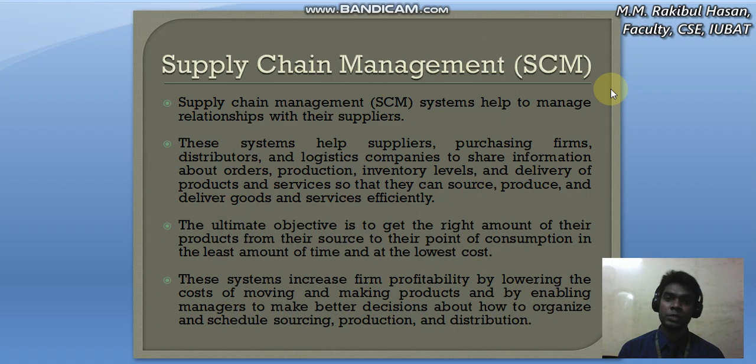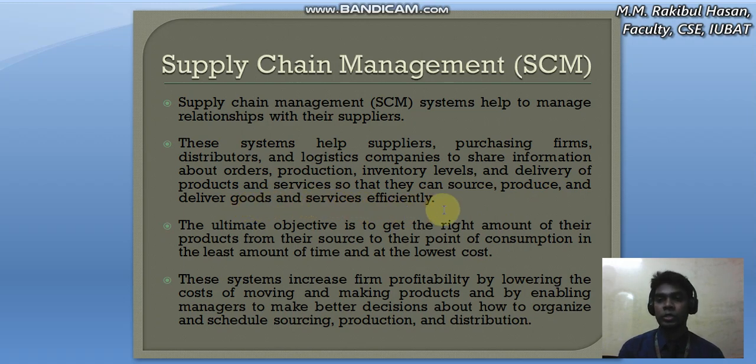Through this supply chain management system you can take all of your stakeholders of your business onto the same platform, right? So these systems help suppliers, purchasing firms, distributors and logistics companies to share information about orders, production, inventory level and delivery of products and services, so that they can source, produce and deliver goods and services efficiently.